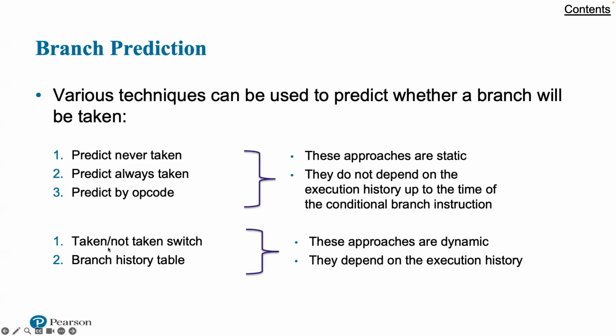Another possibility is you have a taken/not taken switch. So you're going down multiple paths and one of them becomes irrelevant, so you can just stop that. Or you can have a branch history table. So maybe you progress down a thread and it says, nope, that's not the right one. So you have to back up, undo those things, and go down another branch.